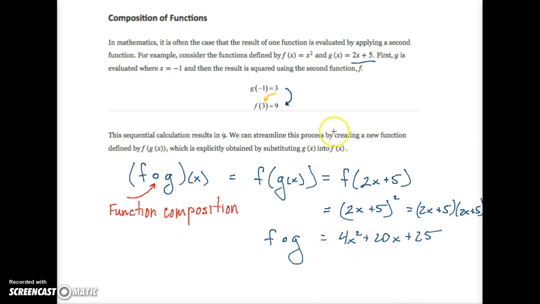And if I want to evaluate that, if I want to know what that function is at x equals -1, when I plug -1 in there, I get 4 times -1 squared plus 20 times -1 plus 25. And when I evaluate that, I find out that I get, in fact, 9, which is the same answer I got when I evaluated them separately. Okay, so function composition is a way for us to come up with a new function, okay, made up of two different functions.